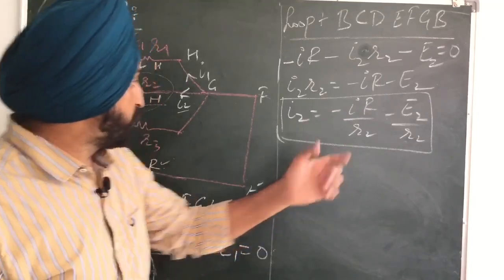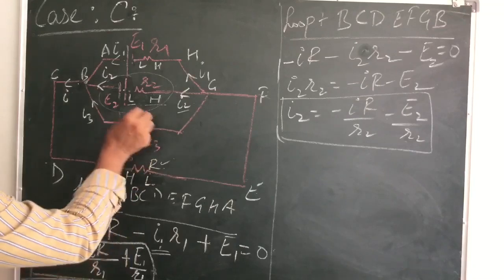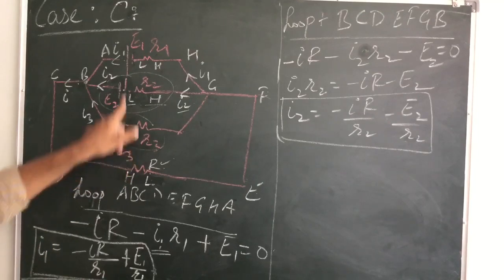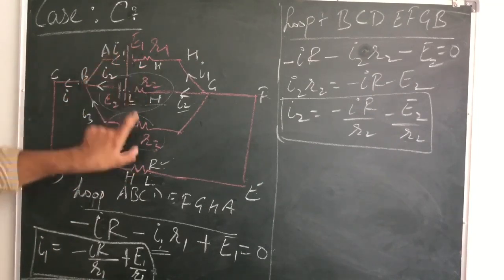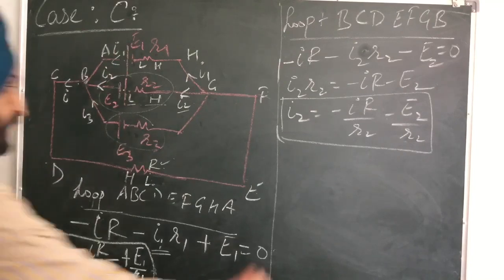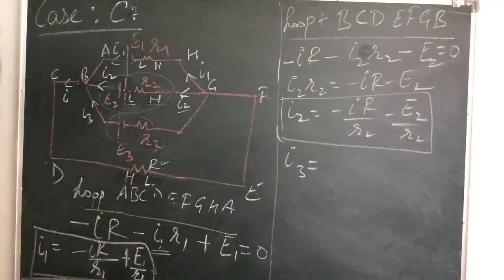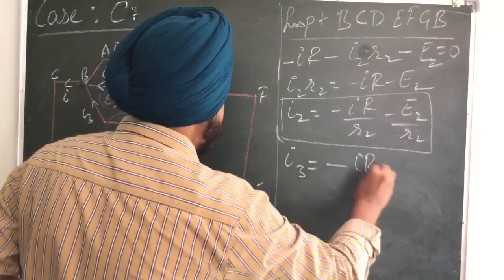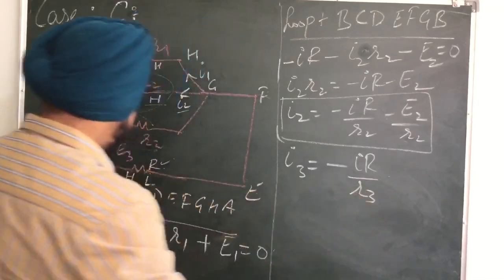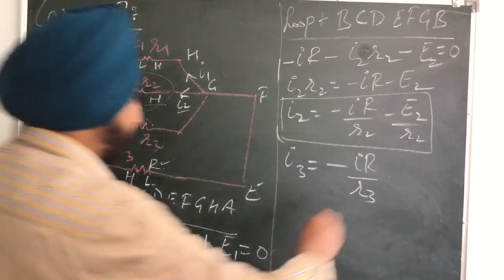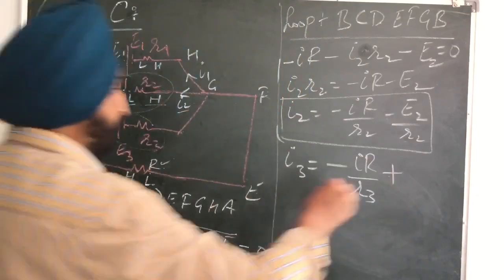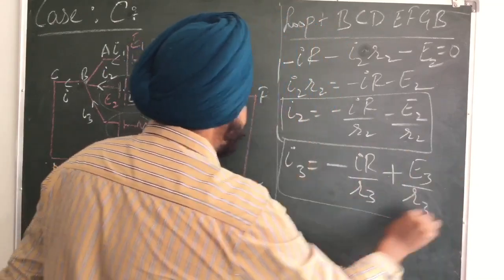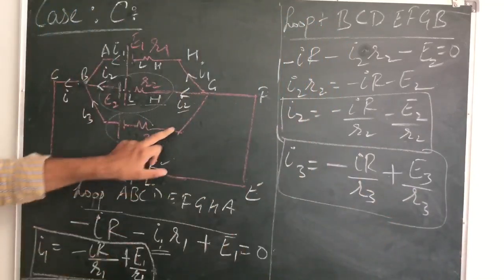Now similarly, if you want to calculate the current that is passing in the third arm, the current in this arm resembles the current in this arm because both of them are connected in the same order. So I can write the current in the third arm as minus IR by R3. Like here the sign is positive, so I will be putting positive. EMF over here is E3 by R3. So this will be the formula for current that is passing through this circuit.